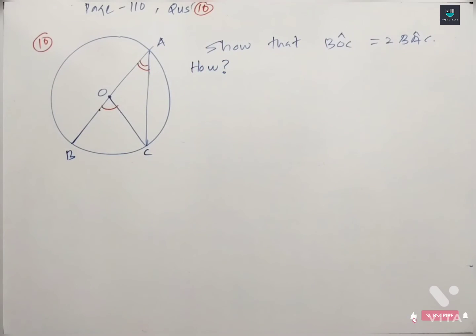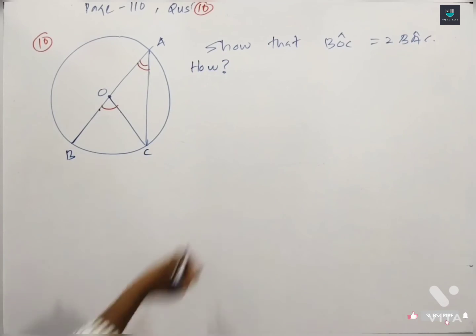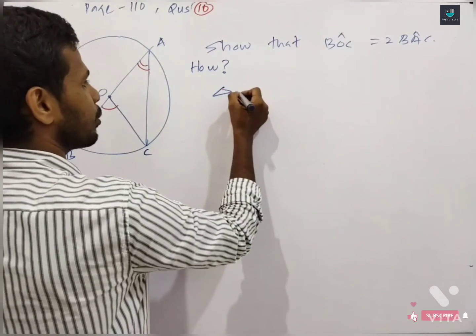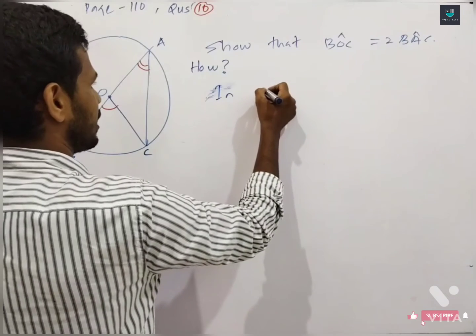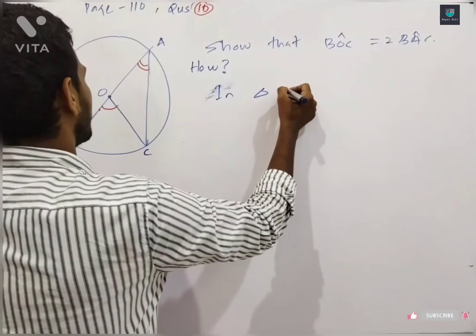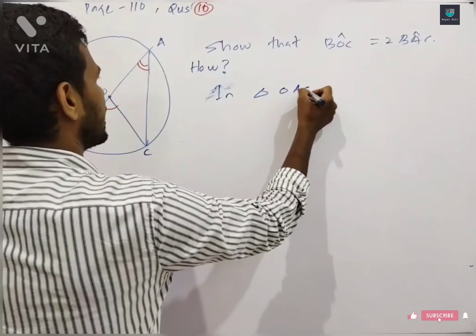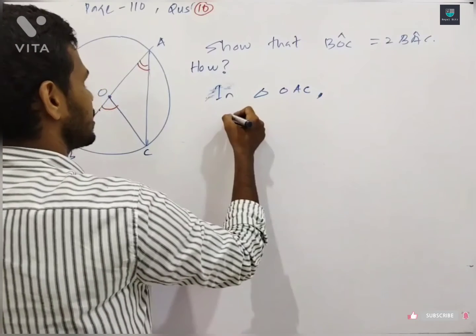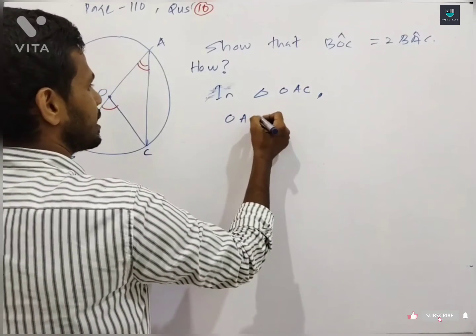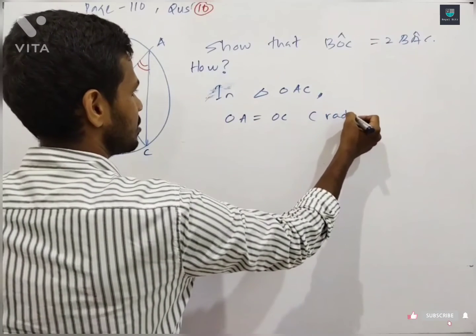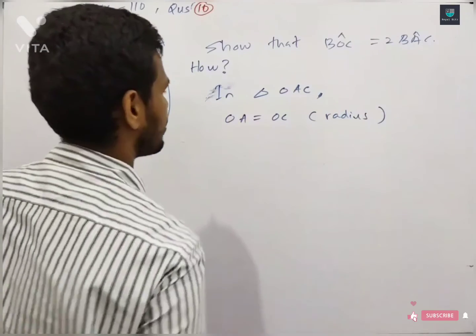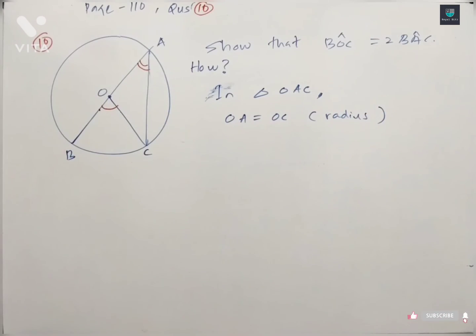OA is equal to OC. Yes, very good. That is the idea. So now you can start. In triangle OAC, OA equal to OC. What is the reason? Radius of the circle. The radius of a circle. Okay, these two are equal.